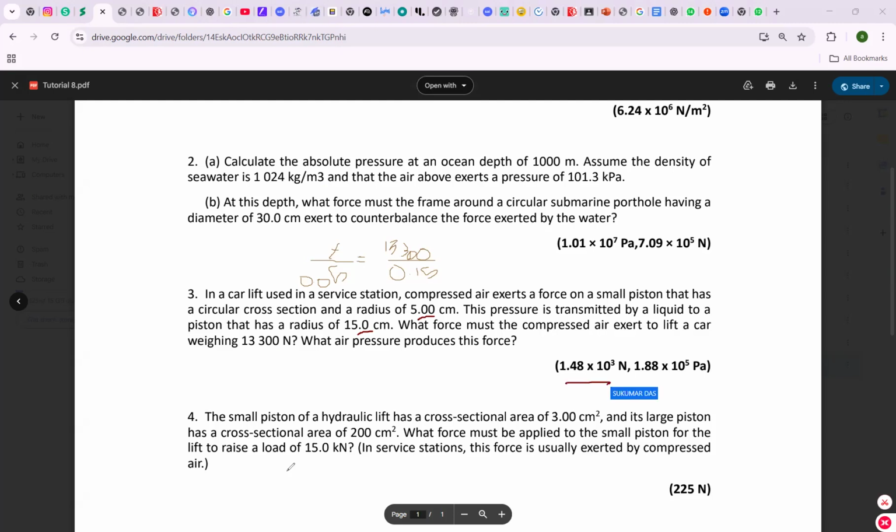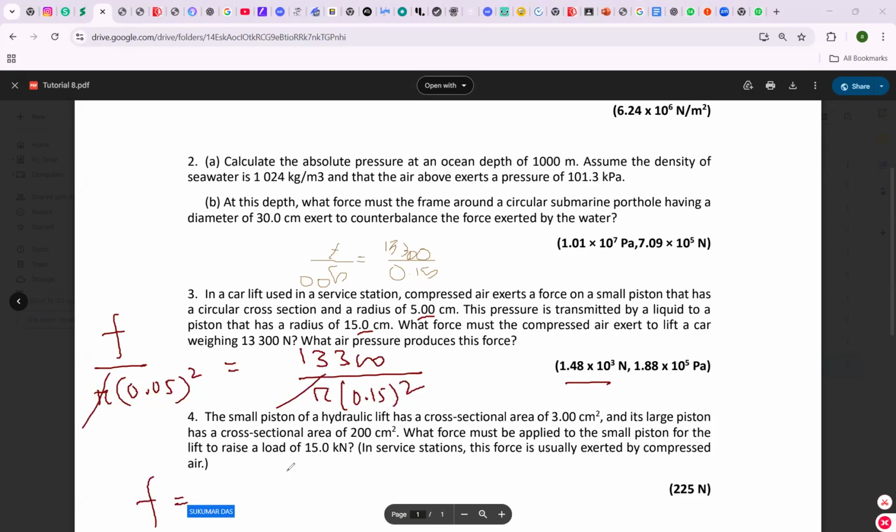So basically, what we have to do is f by pi r square. So pi r square is 0.05 whole square, equal to capital F 13,300 divided by pi times 0.15 square. Pi will cancel out. So we will get F is equal to 0.05 whole square multiplied by 13,300 divided by 0.15 whole square. This you have to do.